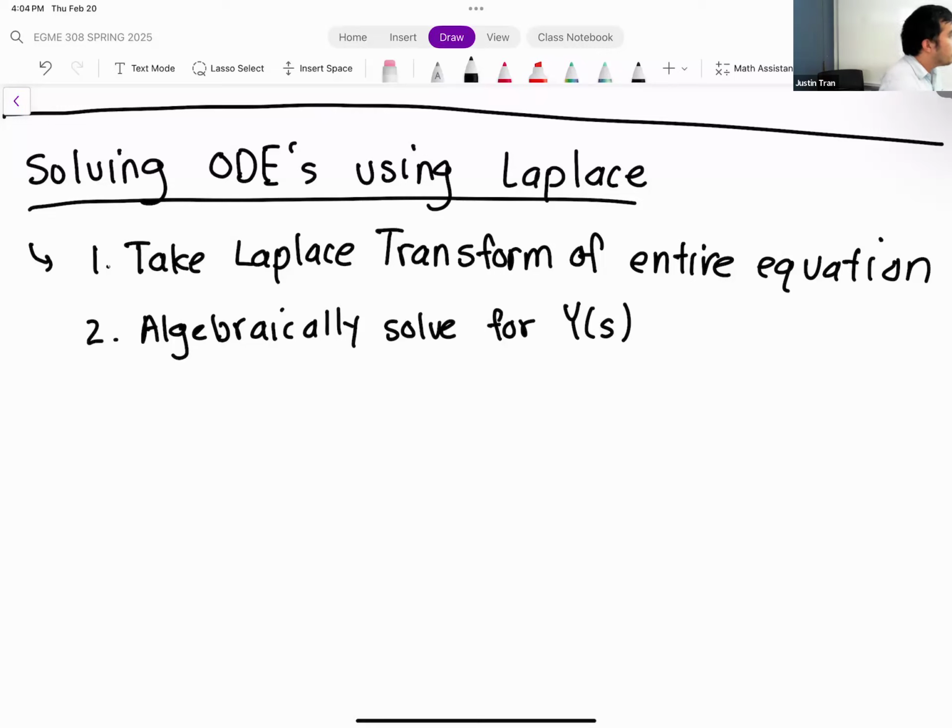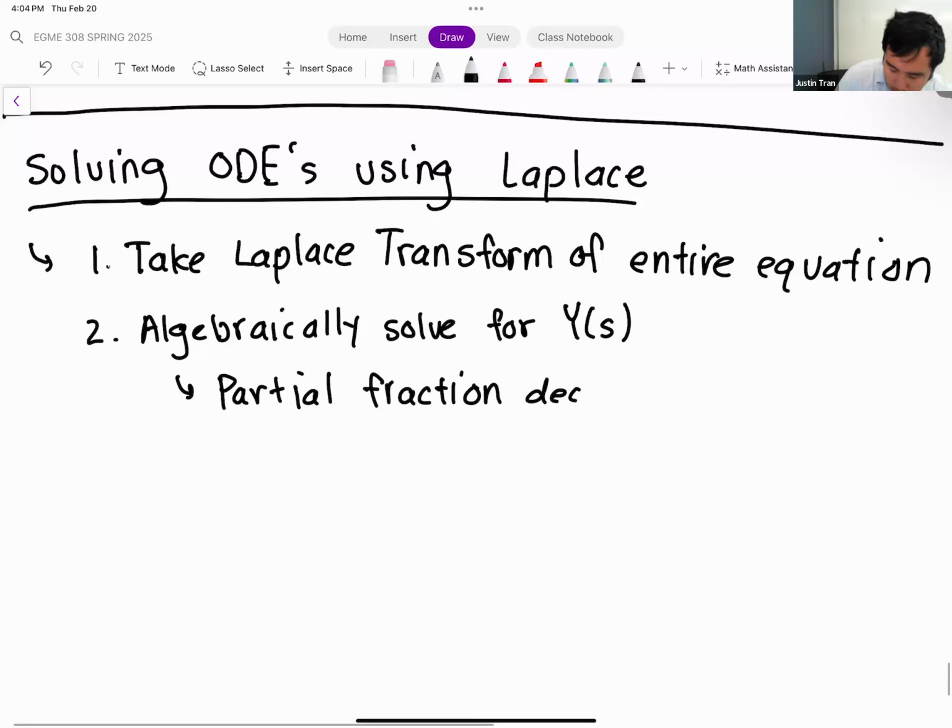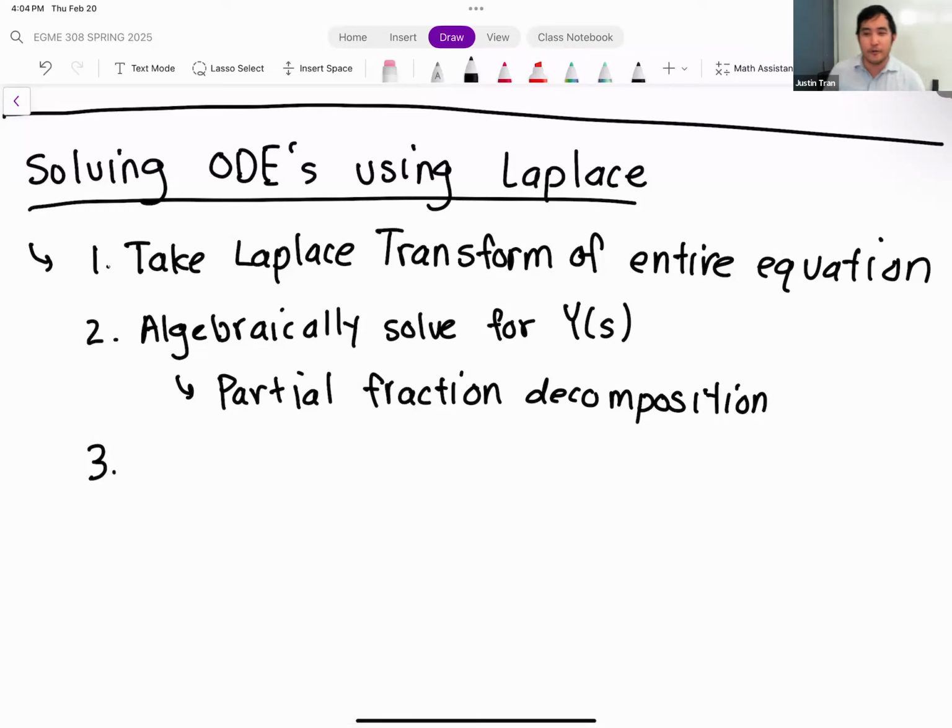Traditionally, we use the symbol Y for our solution, so you're going to be solving for the function Y of s in your solutions. Along the way, you may have to use partial fraction decomposition before doing the third step. Last time, we had a lot of fun relearning how to do partial fractions. And then step 3 is to basically just take the inverse Laplace.